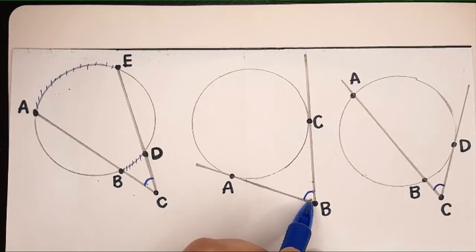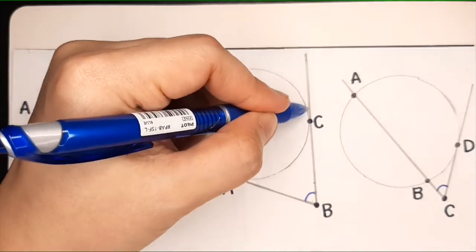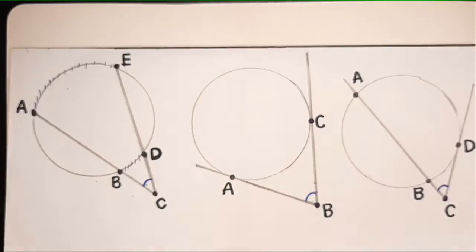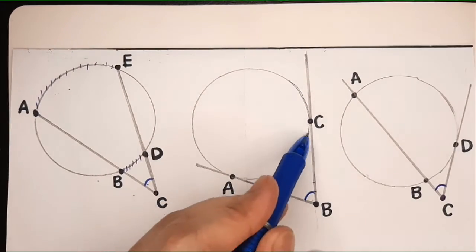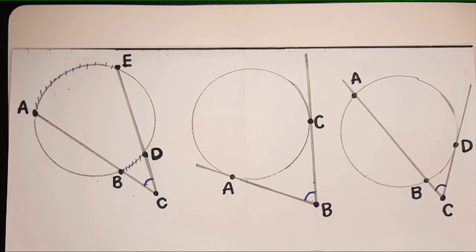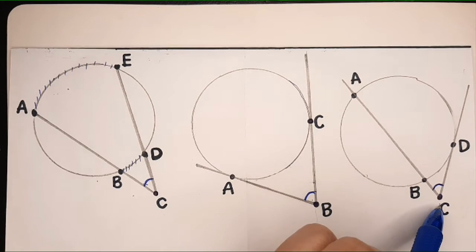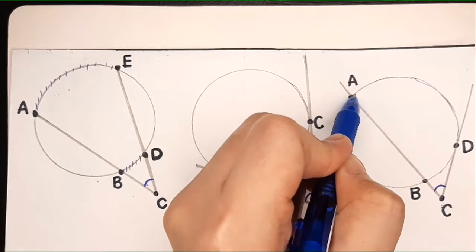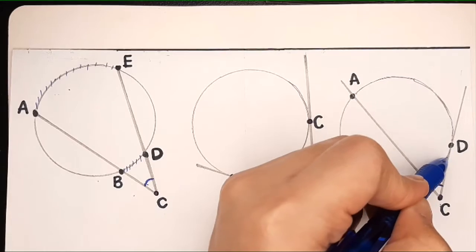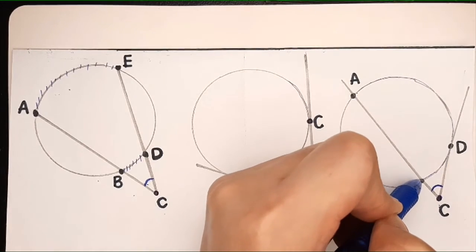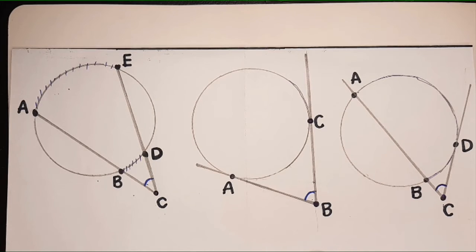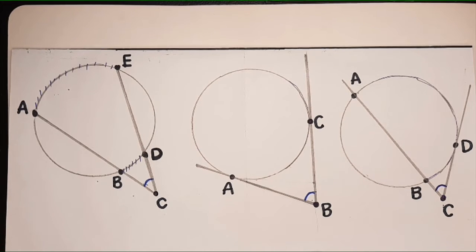Same here. This is the bigger arc, minus the smaller arc, and then divided by 2. Okay? Same here. This is the bigger arc, minus the smaller arc, and then divided by 2. That's how you get that. So, sige, mag-example tayo.